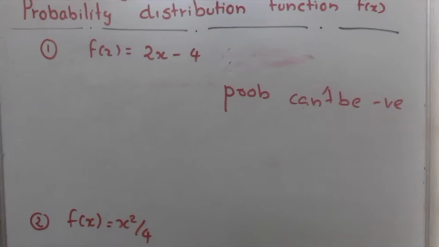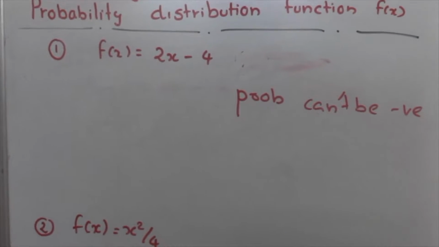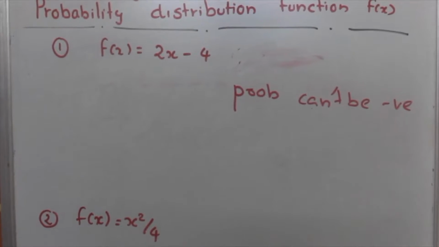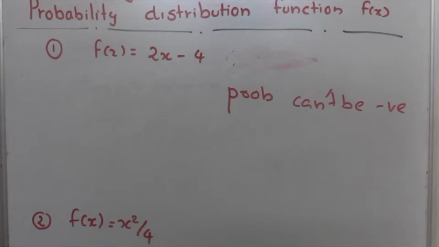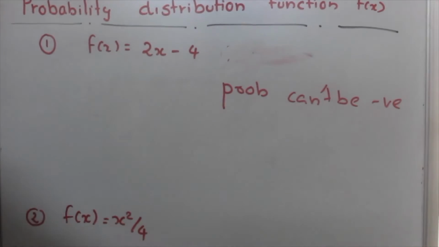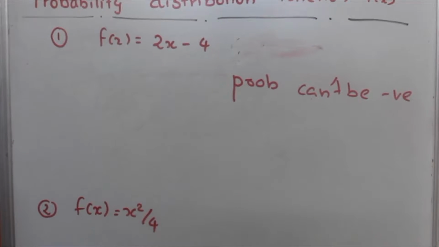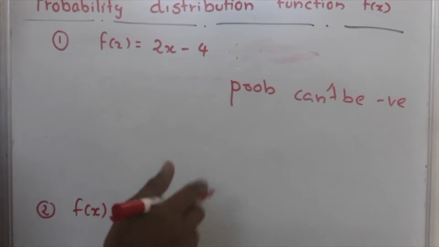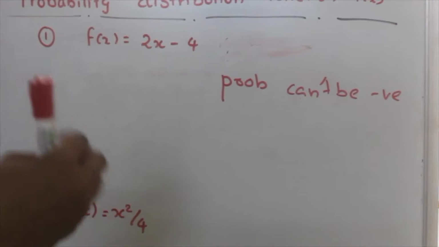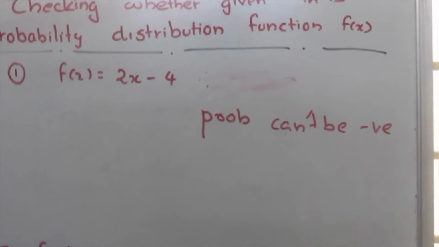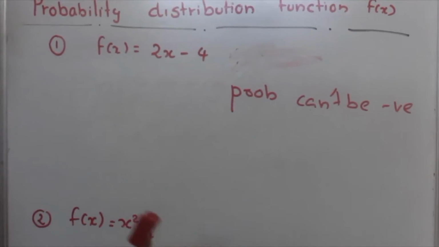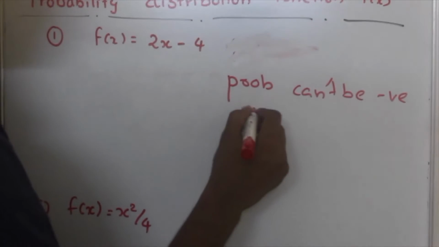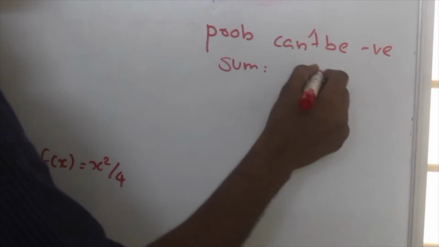So now we have to check whether the given function is a probability distribution function or not. Two things have to be kept in mind for checking whether a function is a PDF. First, probability can't be negative. For example, in tossing two coins, the probability of getting 2 heads is 1 by 4, and the probability of getting 3 heads is 0, 4 heads is 0. That means the lowest value of probability is 0, it can never be negative. And the second one is that the sum of all probabilities will be 1.